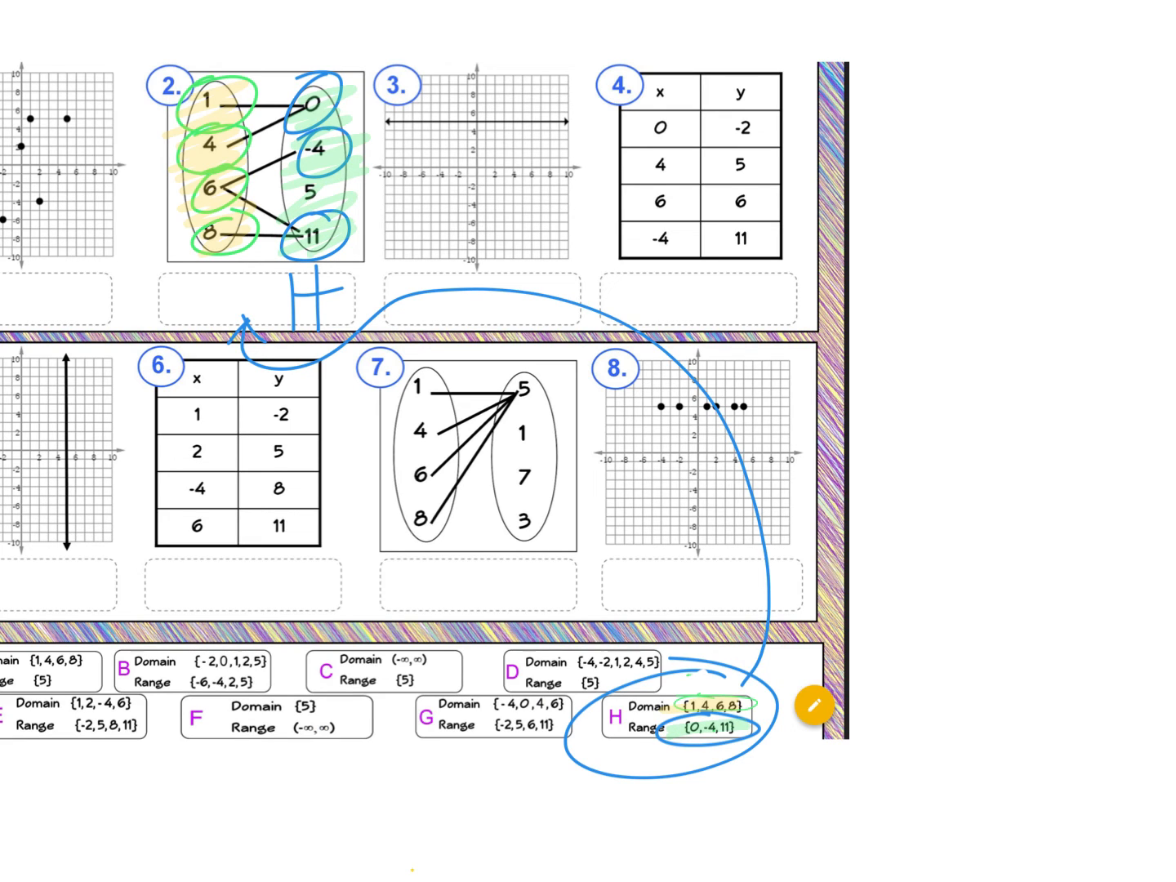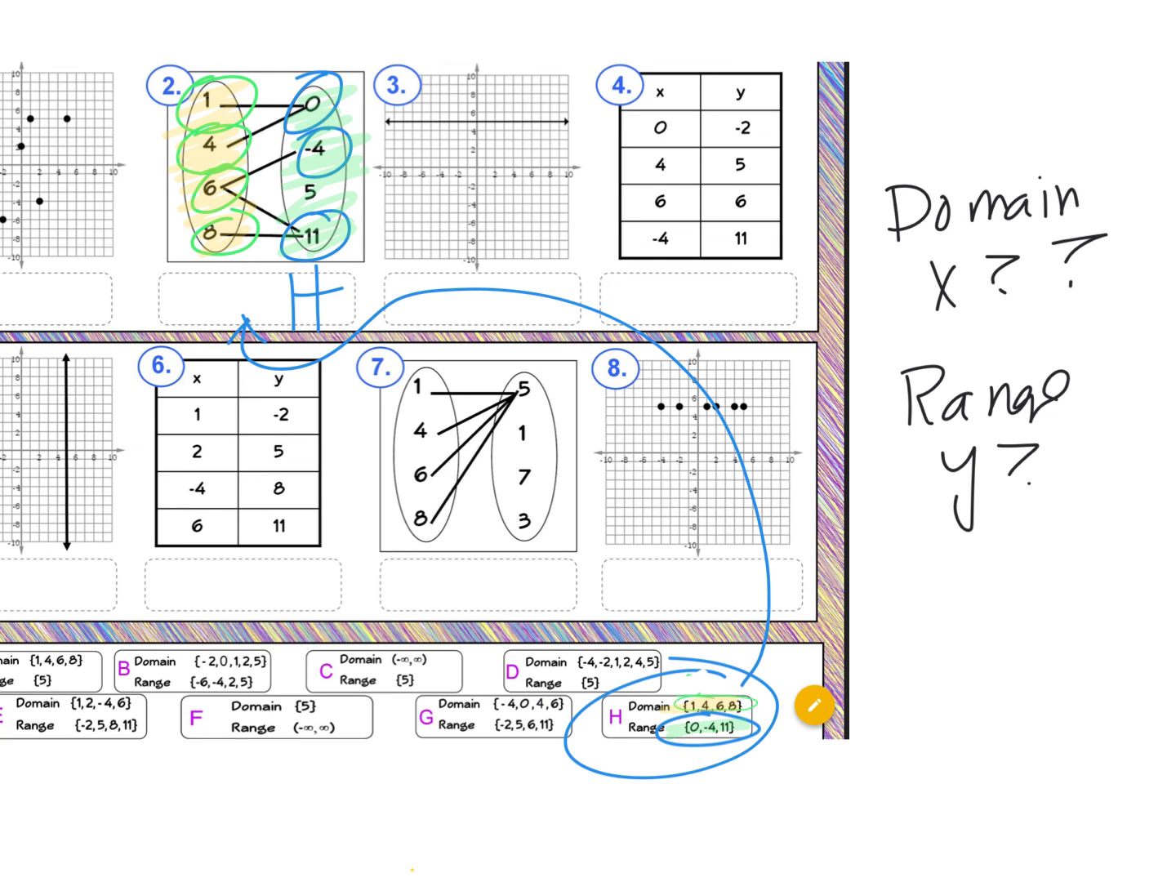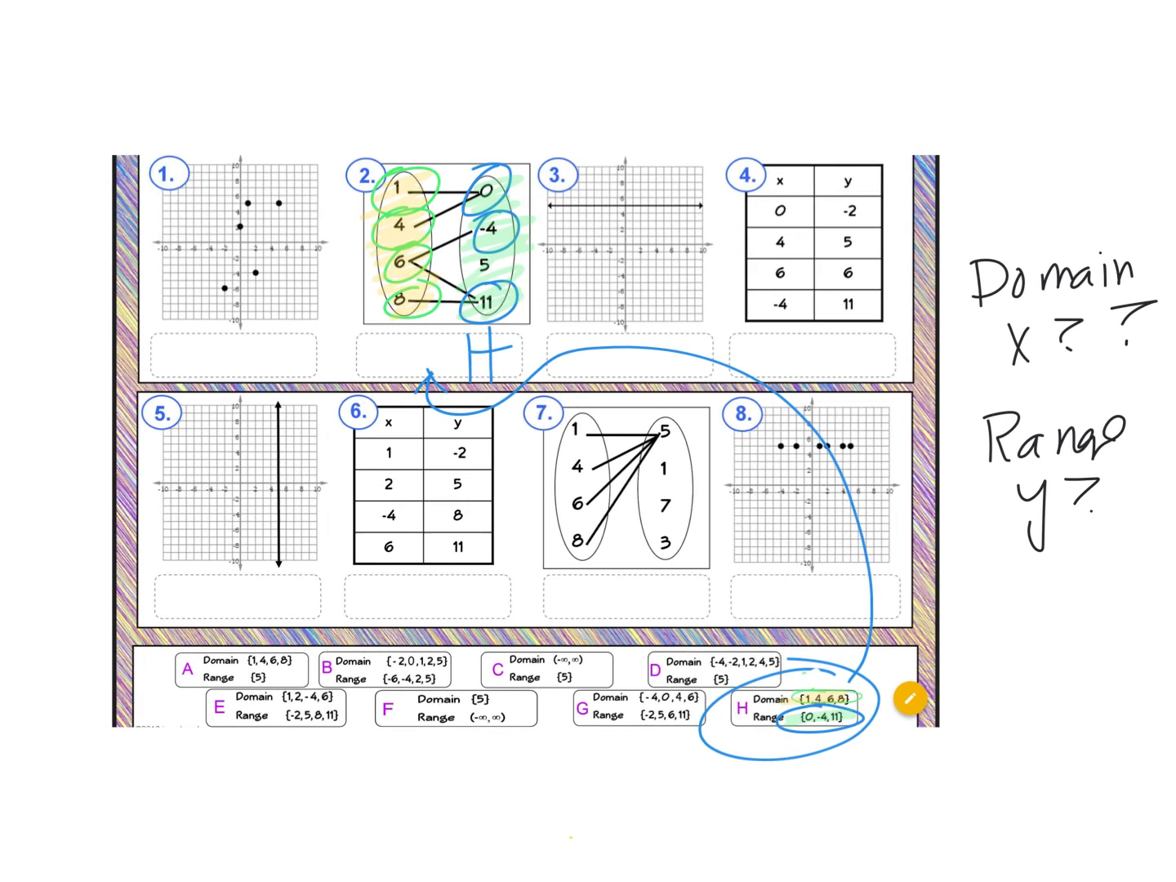So can we take an educated guess that maybe domain means your X's, and that your range might mean your Y's? Let's see if that holds true. Match up the X's and Y's for the rest of them and see if you can find a domain and a range to match them.